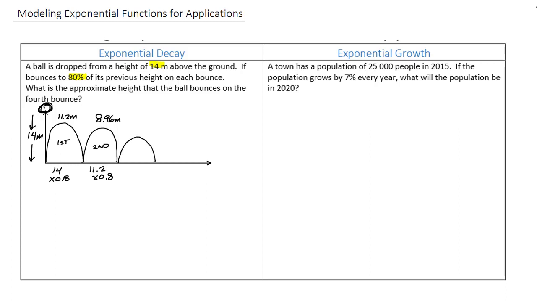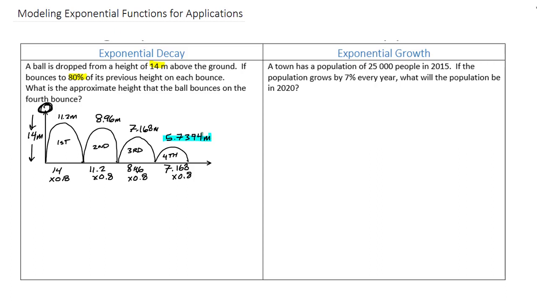Then the third bounce. It bounces again. We take 8.96 times 0.8, and we get 7.168 meters. And then finally, the fourth bounce. What's 7.168 times 0.8? We do that, and we get approximately 5.7 meters is what we end up at.